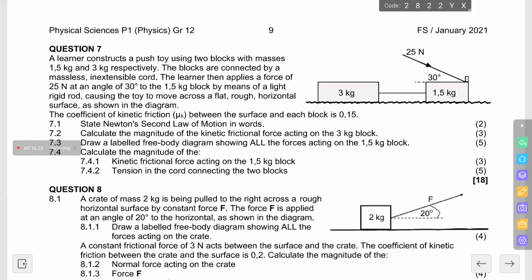by means of a light rigid rod, as you can clearly see there, causing the toy to move across a flat rough horizontal surface as shown in the diagram. If it is rough, then you know there is friction in that situation. So we can see there is a push being applied to the system on the 1.5 kg block using that rod. And then we also know again the surface is rough.